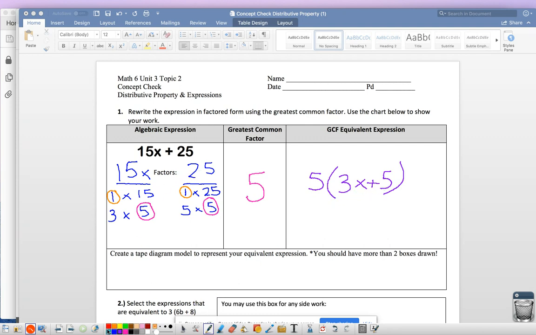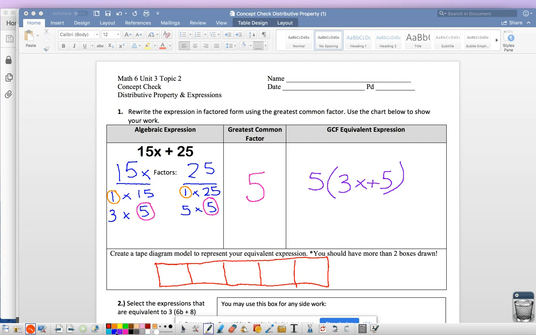Okay? For the tape diagram down below, it says create a tape diagram to represent your equivalent expression. You should have more than 2 boxes drawn. So what we're drawing is our equivalent expression over here. Remember, the number on the outside is the amount of groups. So what we want is a tape diagram with 5 groups. Okay, so we're going to make our tape diagram, and we want to make sure that there are 1, 2, 3, 4, 5 different groups.